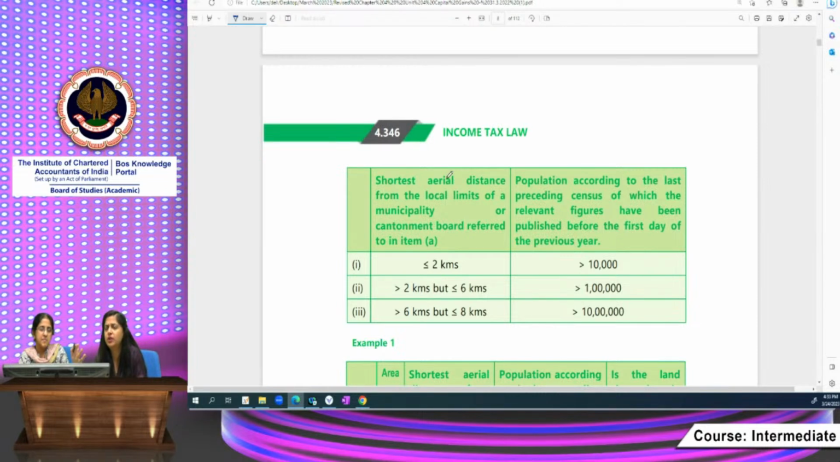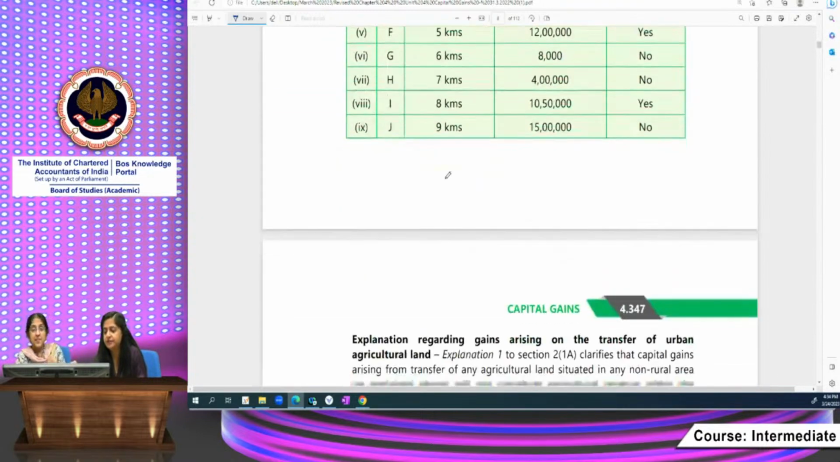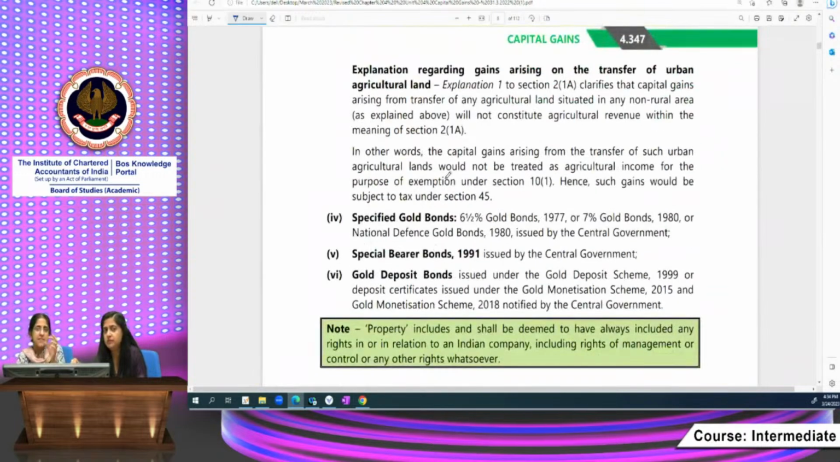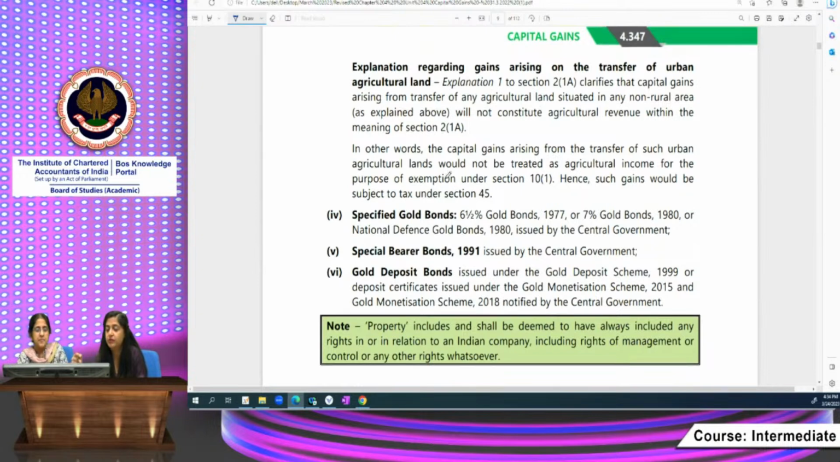If you have rural agriculture land in another country, then it's not excluded from the definition of capital asset. It's still a capital asset. If the question simply refers to agricultural land without telling you urban or rural, you normally take it as rural. So it would not be a capital asset.